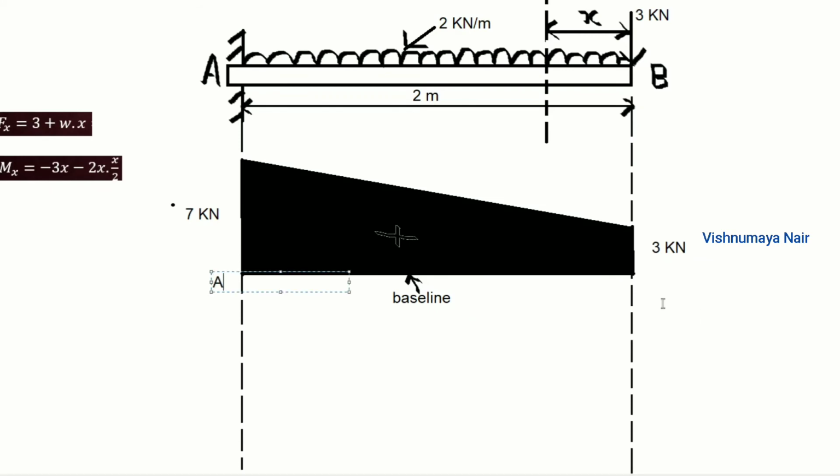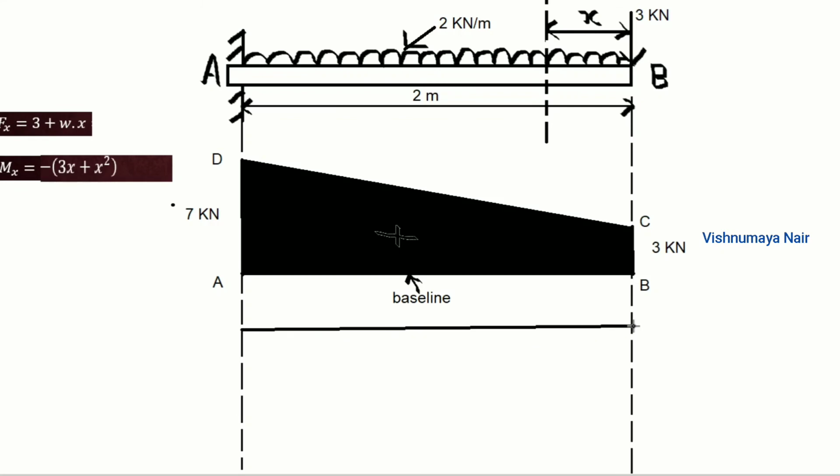Now you can mark the ends. This is A, this is B, this is C, and this is D. So this is the shear force diagram of a cantilever beam with a uniformly distributed load along with a point load acting at the free end. Now let's draw the bending moment diagram.